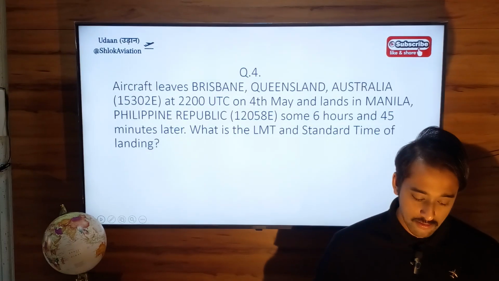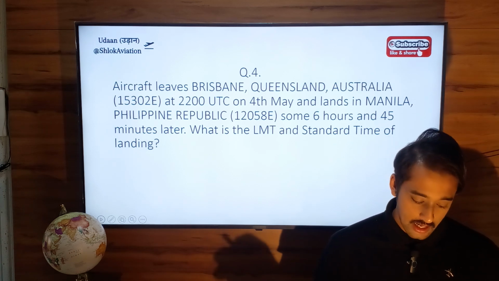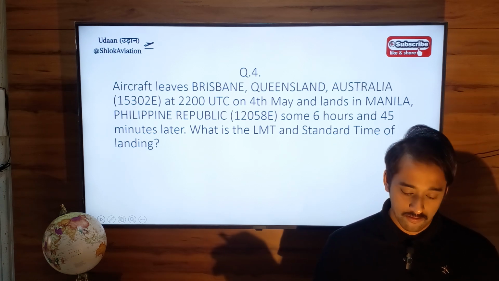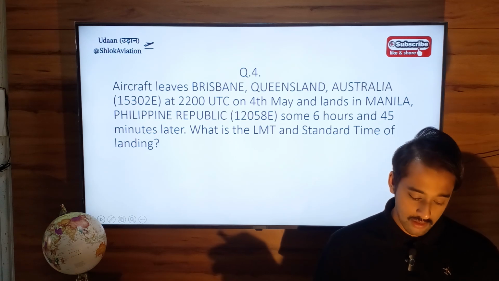An aircraft leaves Brisbane in Australia at 22 UTC on 4th of May and lands in the Philippines some 6 hours 45 minutes later. What is the local mean time and standard time at landing?